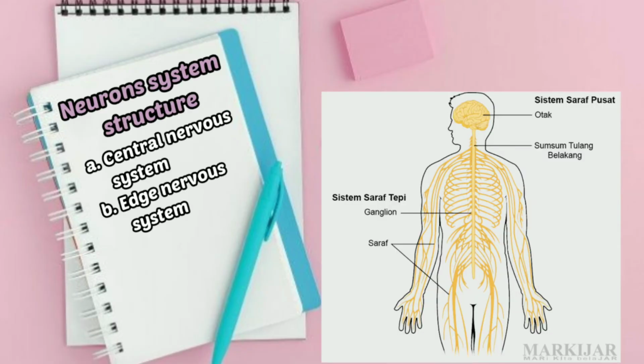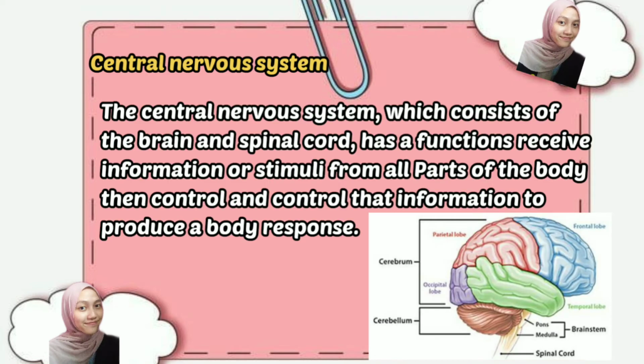Nervous system structure. Central nervous system and peripheral nervous system. Central nervous system. The central nervous system, which consists of the brain and spinal cord, has the function of receiving information or stimuli from all parts of the body, then processing that information to produce a body response.